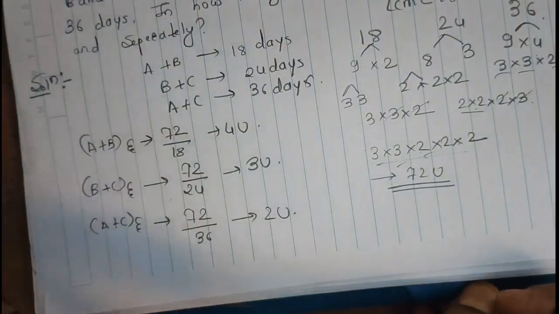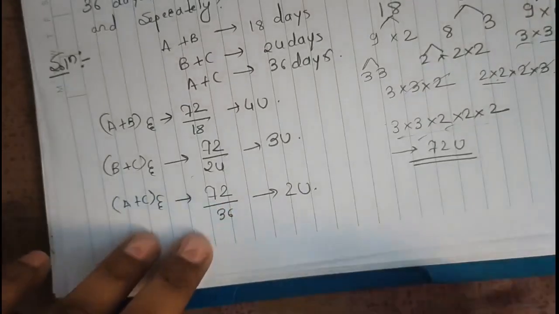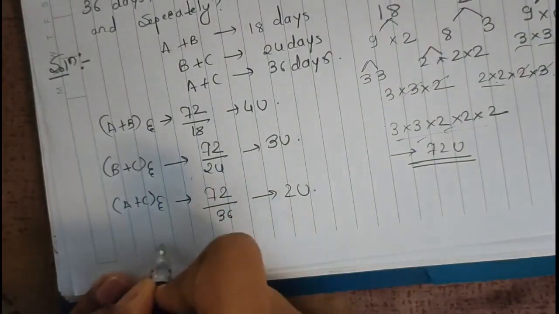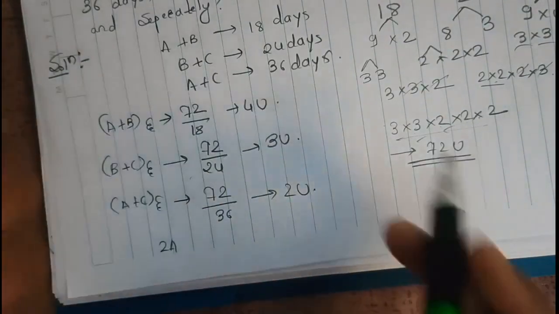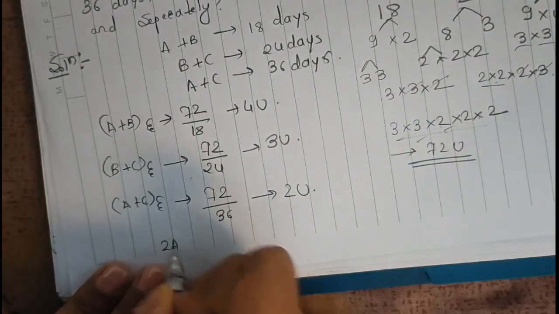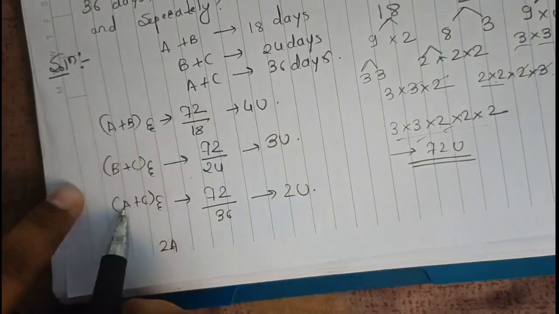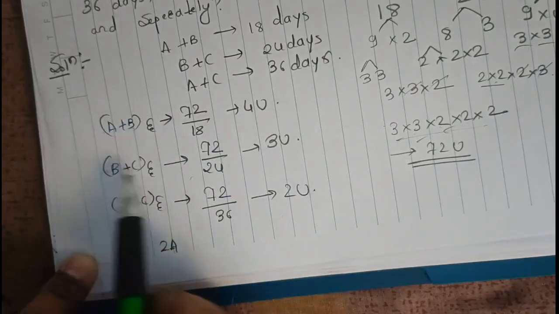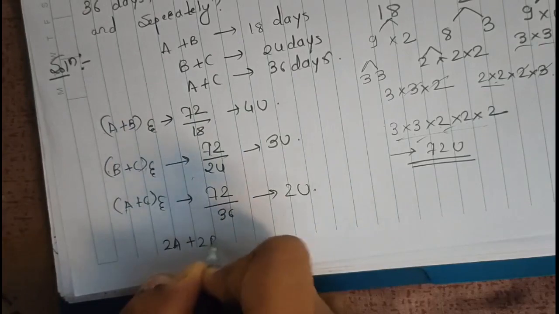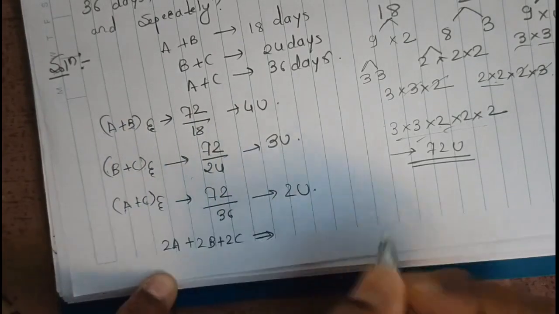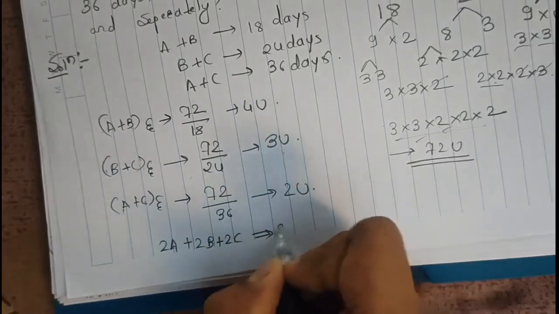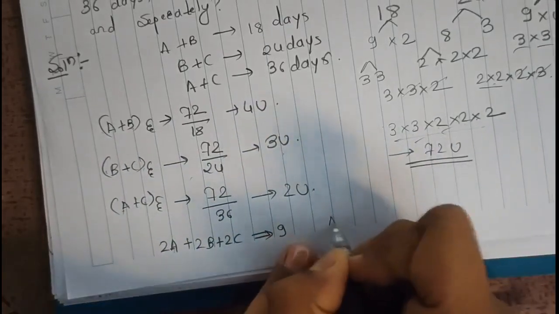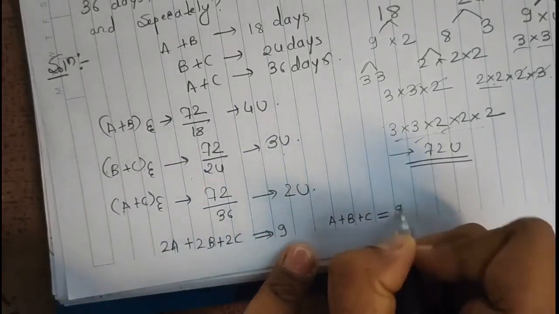As these are the efficiency equations, you can directly add them. Adding the left hand sides and the right hand sides, we get A plus A, 2A, B plus B, 2B, and 2C. So 2A plus 2B plus 2C is equal to 4 plus 3, which is 7, 7 plus 2 is 9. So A plus B plus C is equal to 9 by 2.